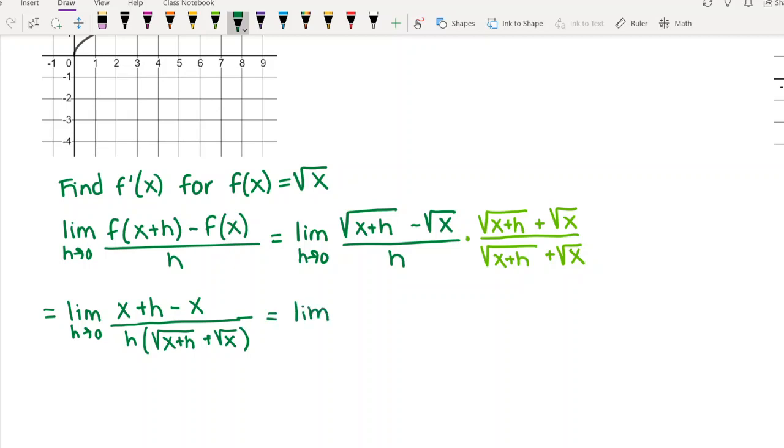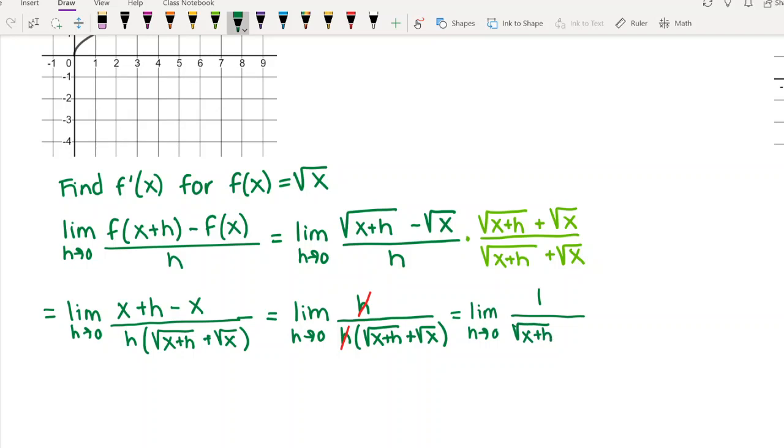So in the numerator, the x's are going to cancel, and we're going to be left with just h. And then in the denominator, we have h times the square root of x plus h plus the square root of x. And so these h's can cancel out, and we're left with the limit as h approaches 0 of 1 divided by square root of x plus h plus square root of x.